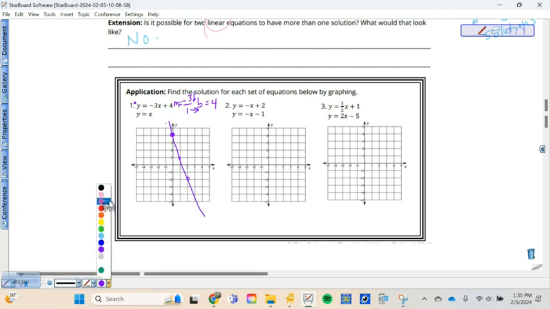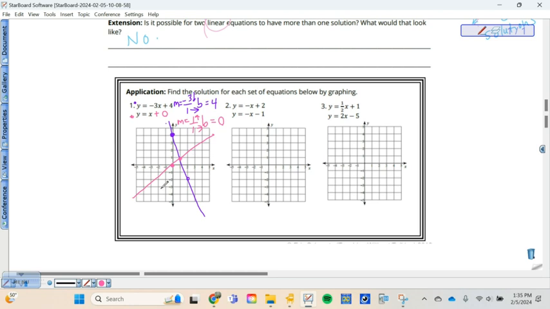Okay, what about the second line? What's the y-intercept? Very good. There's no b. That's like adding 0. B is 0, so I start at 0. Good, my slope is 1, so I'm going up 1 over 1. And look at that, up 1 over 1. I have an intersection.